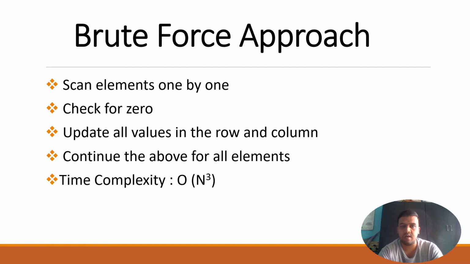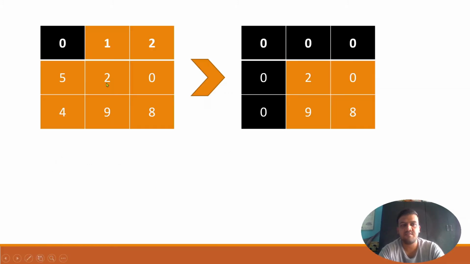Since we are doing it in place, we need to take care of the values that we are updating. One problem that I found is, let's say we have this matrix 0, 1, 2, 5, 2, 0, 4, 9, 8. We encounter the first 0, which is the first element. If we update the row and column corresponding to this value, then after processing the first element we'll have the first row and the first column turned into 0.